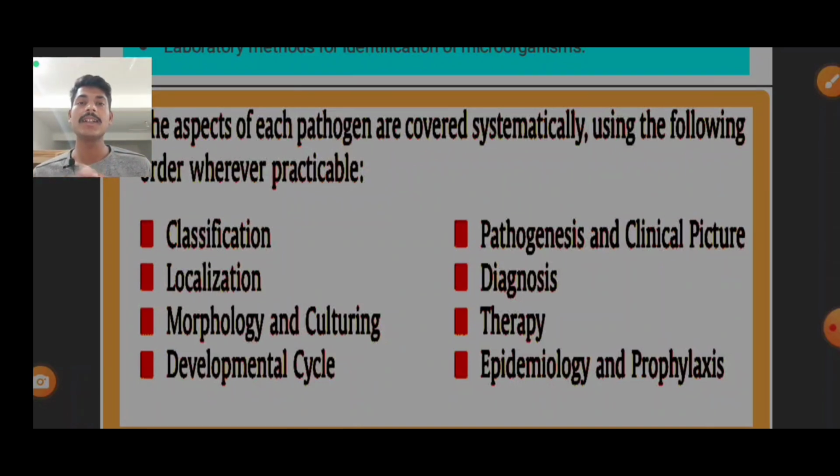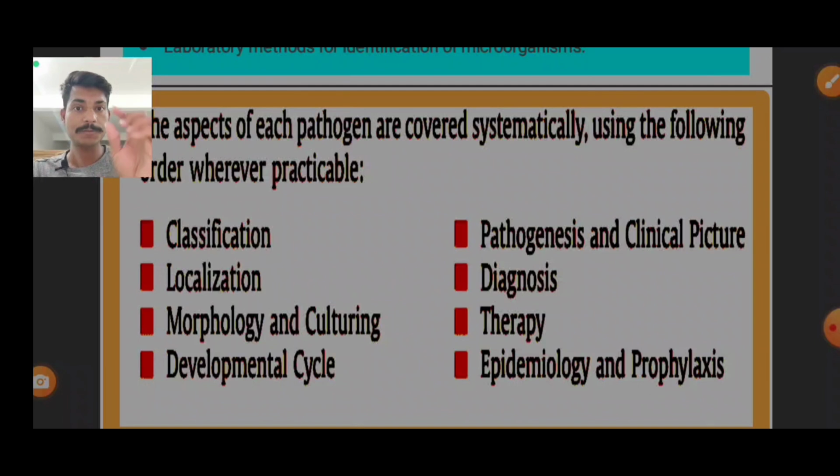Prophylaxis, basically, we can say, is one infection which can occur by the pathogens. If I take one bacteria, for example Staphylococcus, then we have to classify it: gram positive, gram negative, aerobic or non-aerobic, their nutrition, their localization, and morphology, how the Staphylococcus is appearing. Then their developmental cycle, like reproduction, growth, multiplication, all those processes.